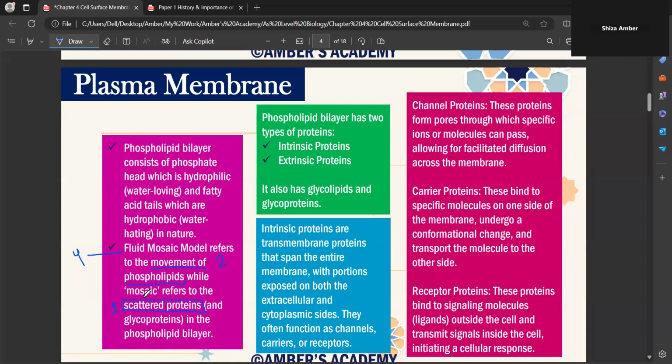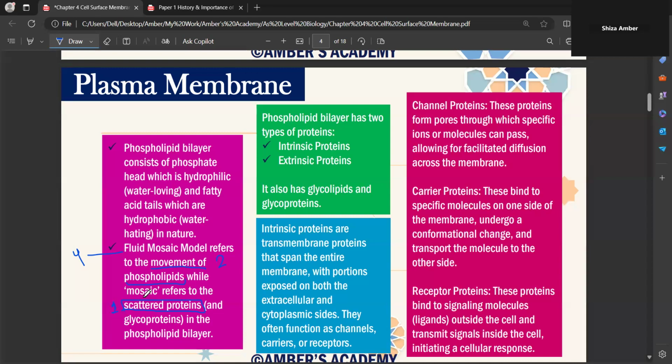So yeah, let's come back. I was just saying that mark these keywords. These are highly important and they should be a part of your script even when I take your paper, when I take your exam, okay? So fluid mosaic refers to the movement of phospholipid. I mentioned that it is fluid in nature, while there are scattered proteins.